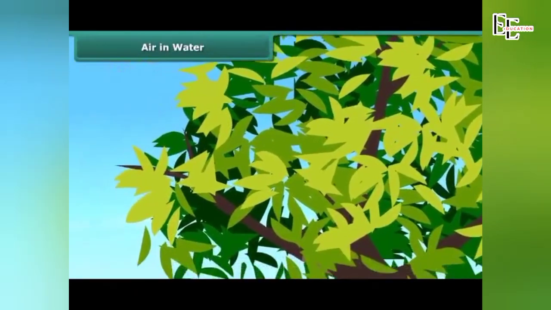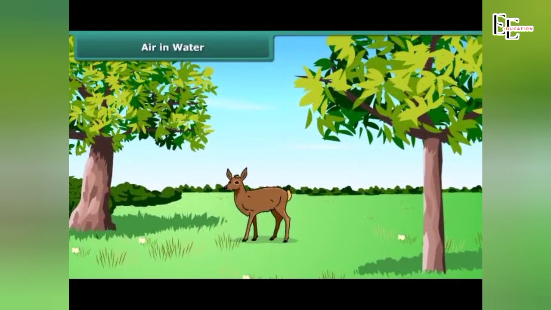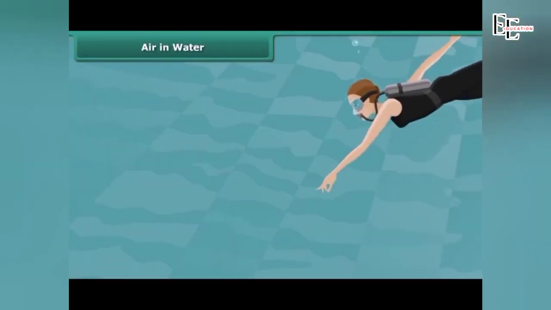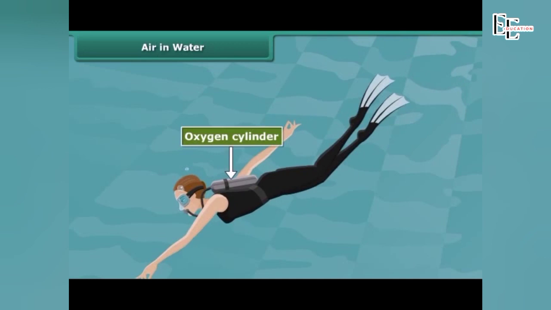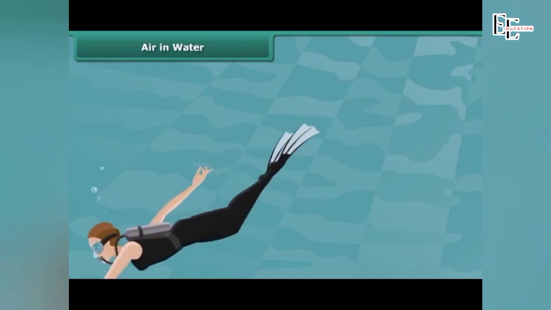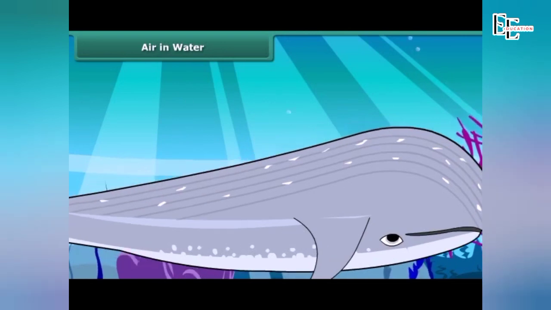We know that all plants and animals need air to breathe. The animals living on the land part breathe in the oxygen present in the air. We can't live in water. When the divers go inside water, they carry oxygen cylinders with them. See this whale. How does it breathe?